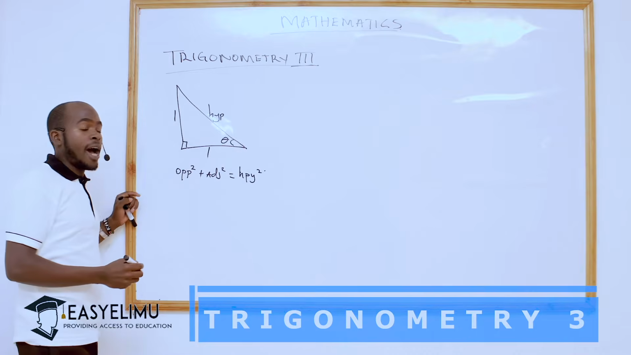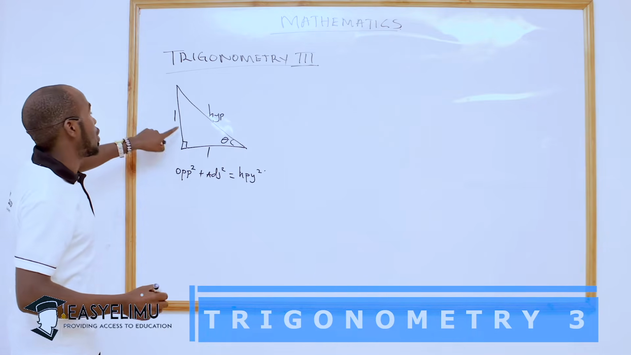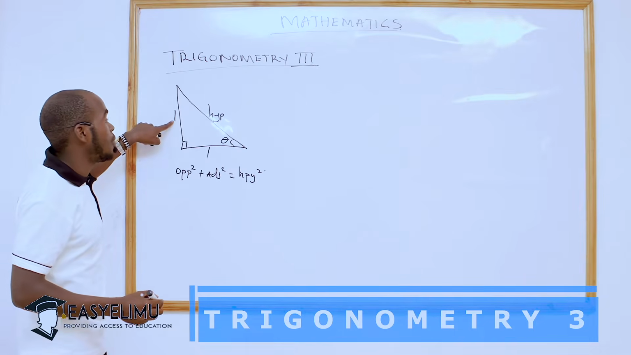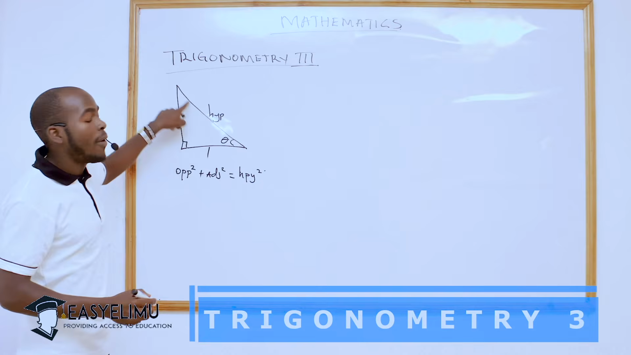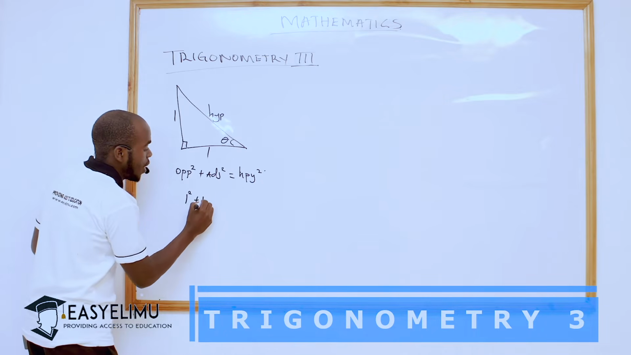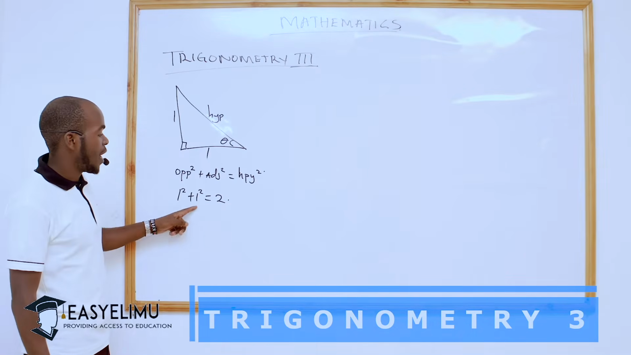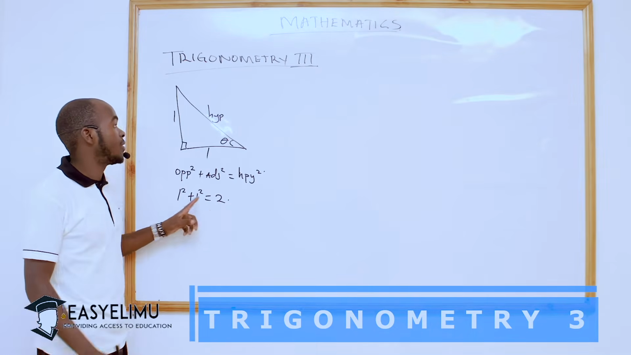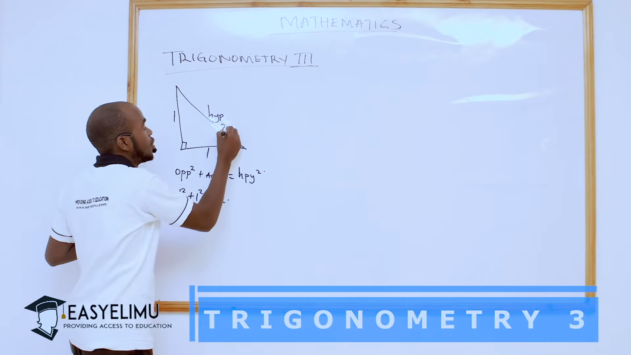For this instance, if we have the adjacent as 1 and the opposite as 1, then our hypotenuse squared will be 1 squared plus 1 squared. We now get 1 squared plus 1 squared, and the answer is 2. So our hypotenuse squared here is 2.